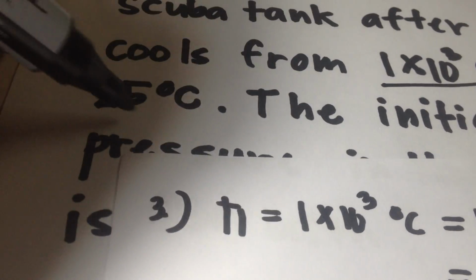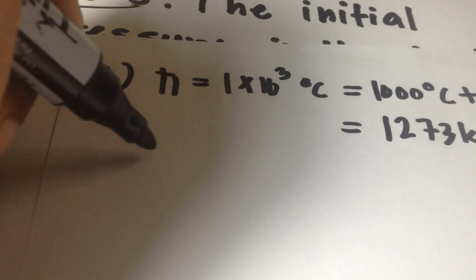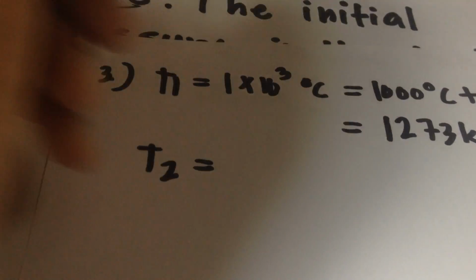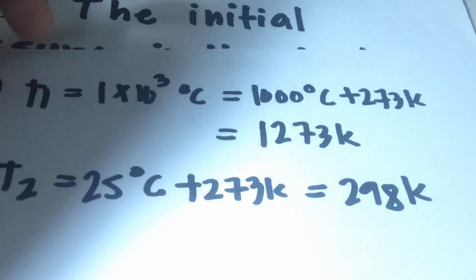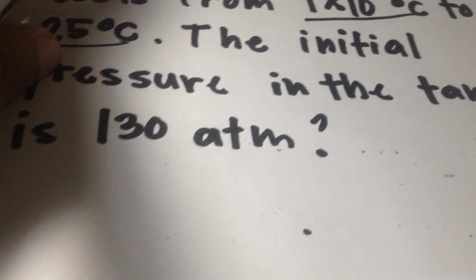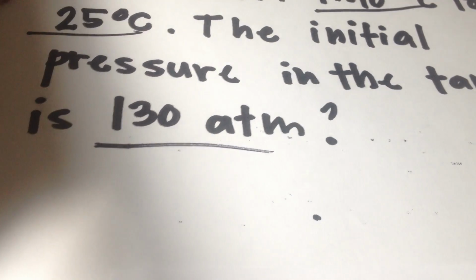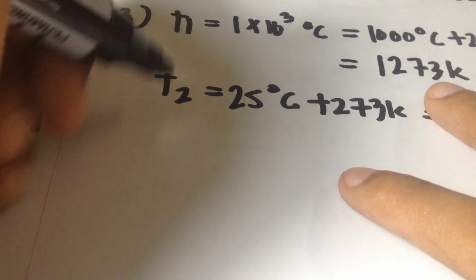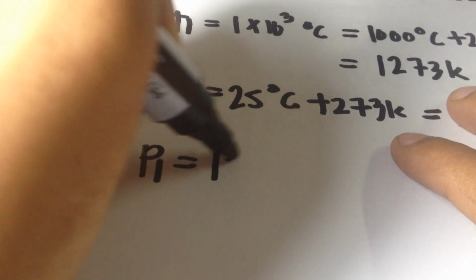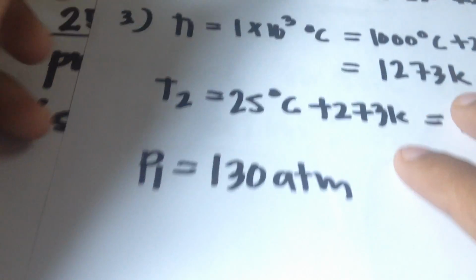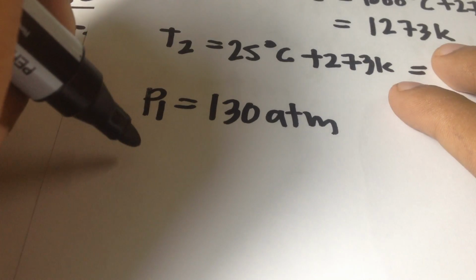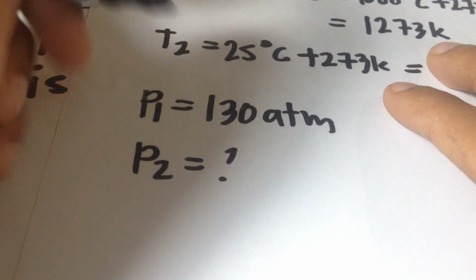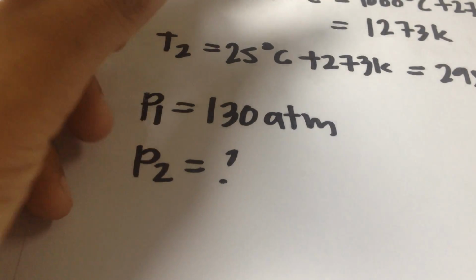And how about temperature 2? T2 is equal to 25 degrees Celsius plus 273 Kelvin, which is 298 Kelvin. And the pressure 1 is 130 atm. We have pressure 1 here equal to 130 atmospheres. Then P2 is unknown, so let's solve for P2.